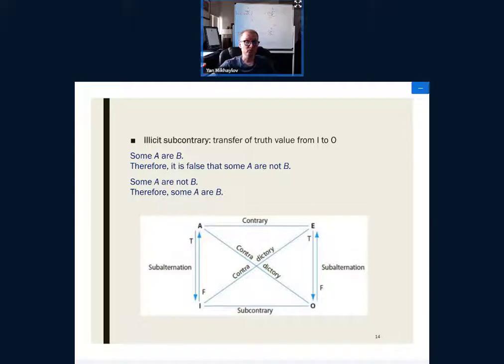Illicit subcontrary, similar thing. You are told some A are B, therefore it is false that some A are not B. So you start in here. The rule is they cannot both be false, but this one is true. So this one can be false, but it can also be true. And they are telling you this is false. But they can't know that, because the rule does not put them into that corner. Both options are open. And therefore they, whoever they are, are wrong. They are making a mistake, it's invalid, and it is illicit subcontrary.